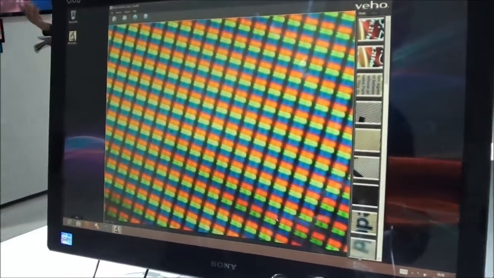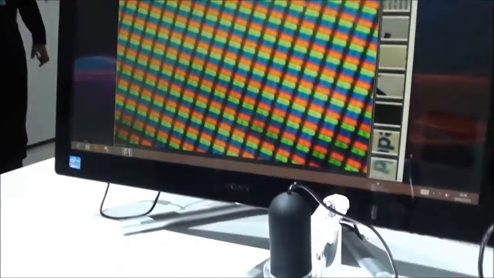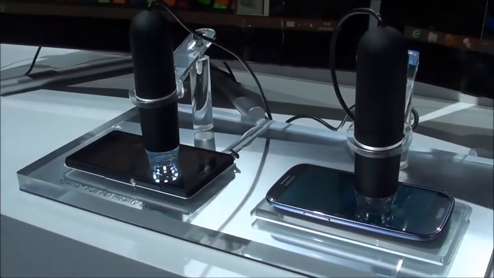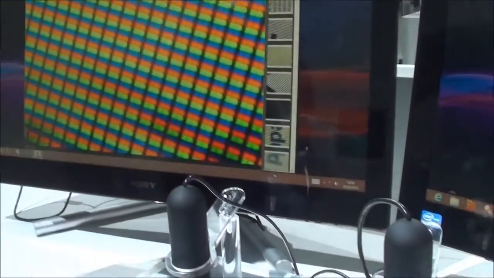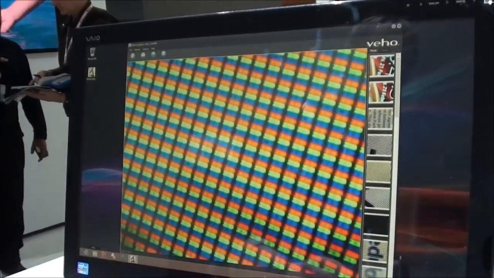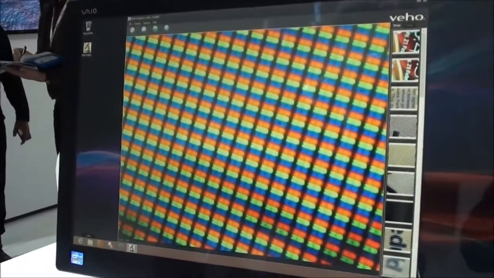There's so many differences between technology, you cannot compare like brightness or contrast, but in general, very, very fine, very power efficient as well, and good color balance.